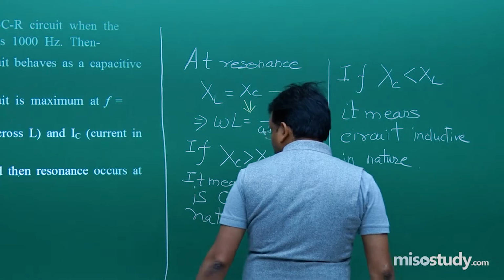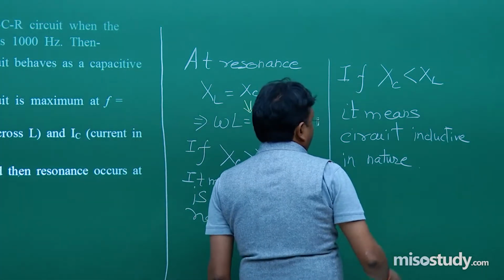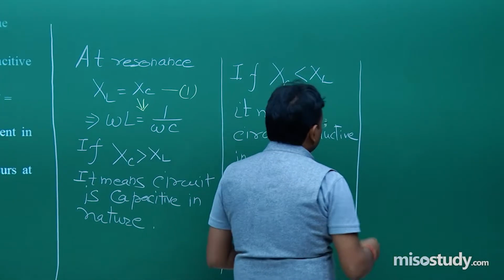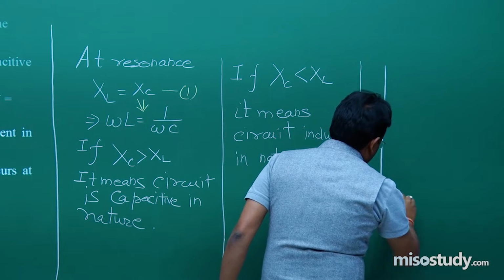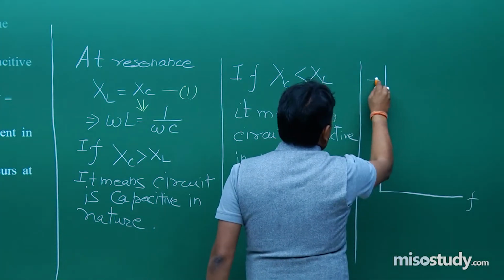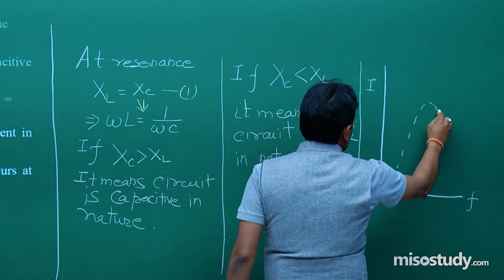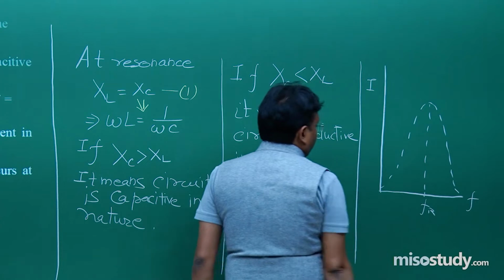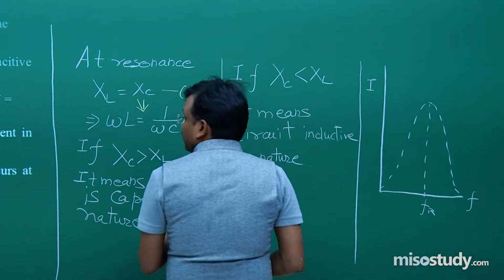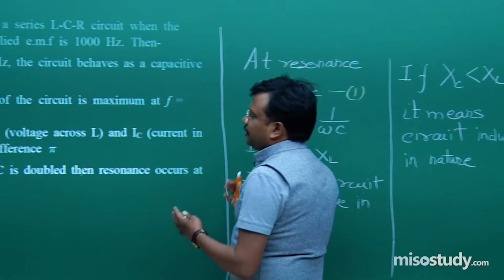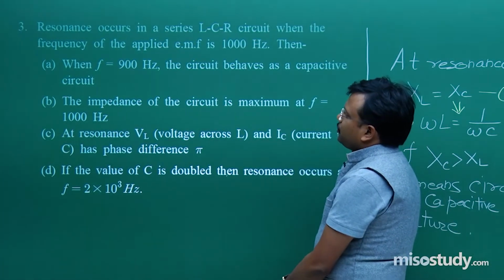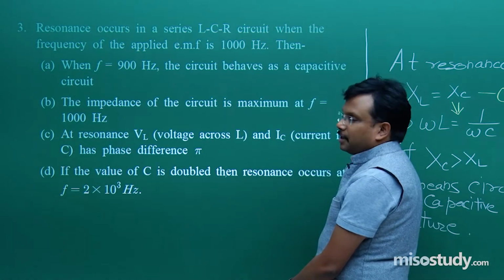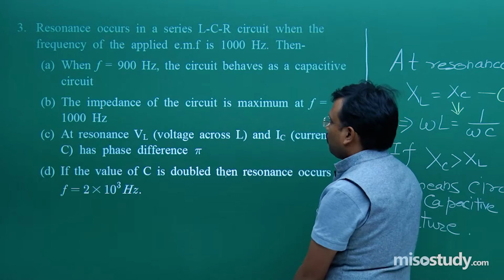Graphically, if you want to show, then you can show it as a graph of I versus F, and this is your resonant frequency. So A is the correct option. After discussing that much, now let's come over here. When F is equal to 900 Hertz, the circuit behaves as a capacitive circuit. Yes, it behaves as that of a capacitive circuit.